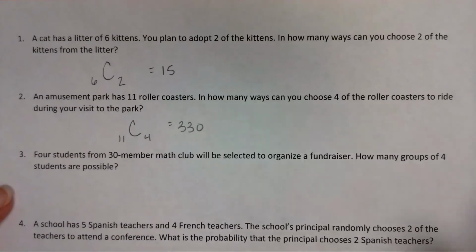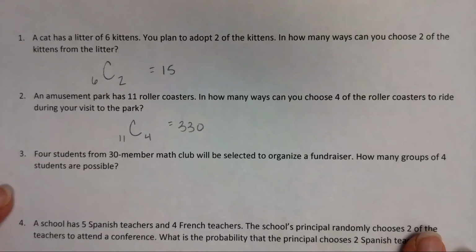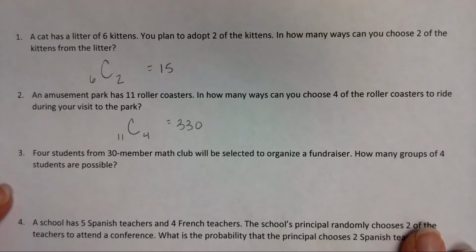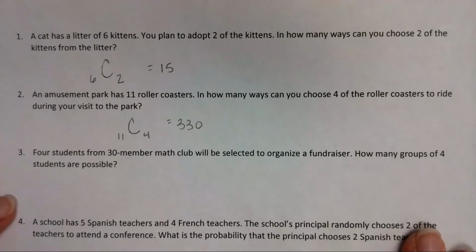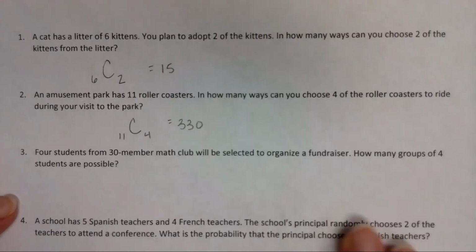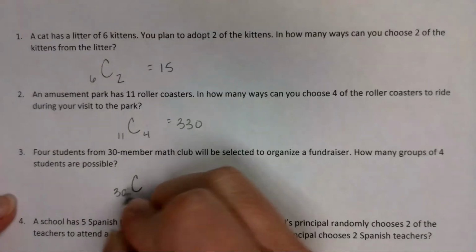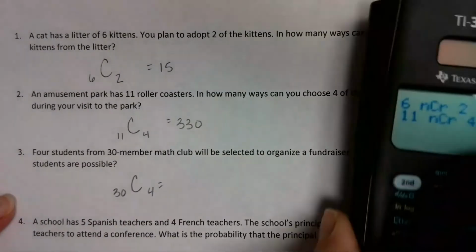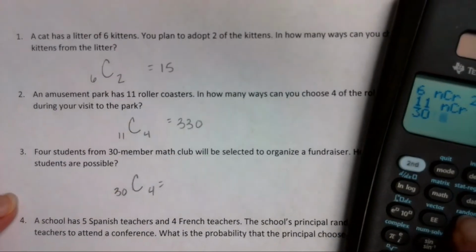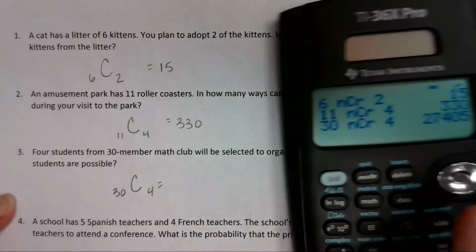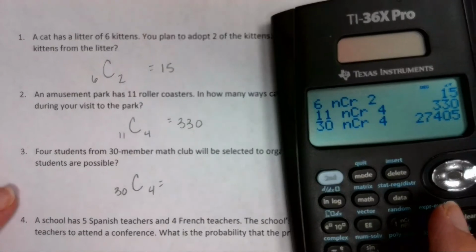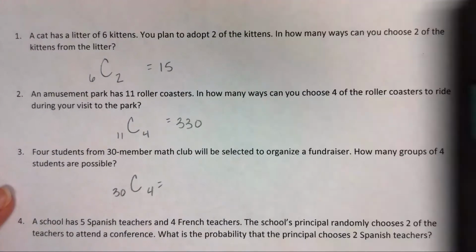All right, so 4 students from a 30-member math club are selected to organize a fundraiser. How many groups of 4? So I'm just going to group the 4 students together, so I'm not concerned with the order that I'm choosing. So it is a combination of those 30, and I am choosing 4. So 27,405 different groups.